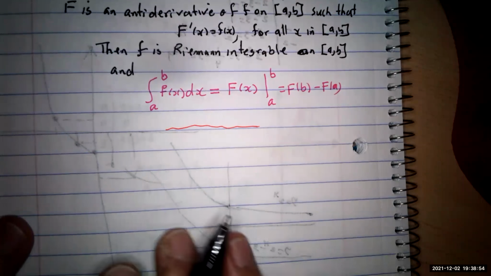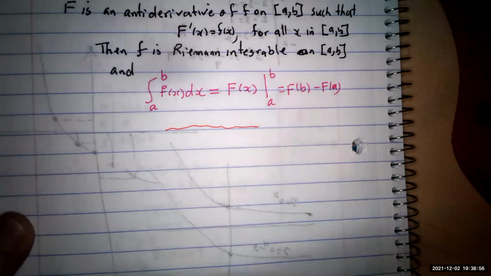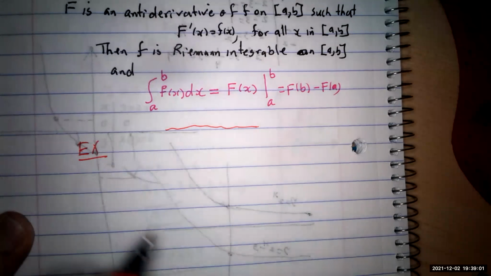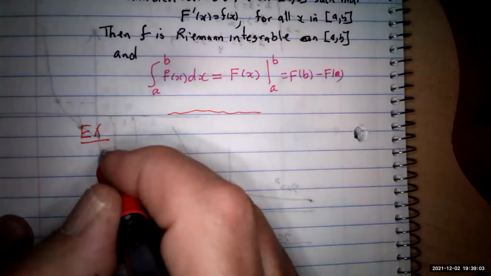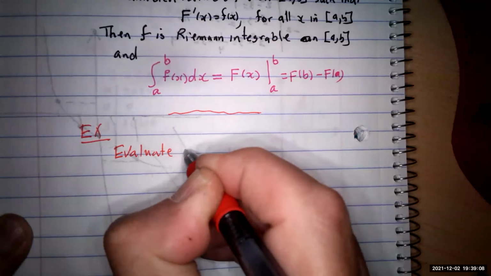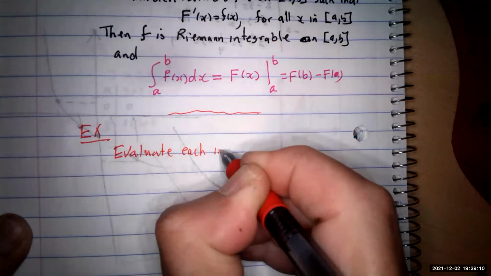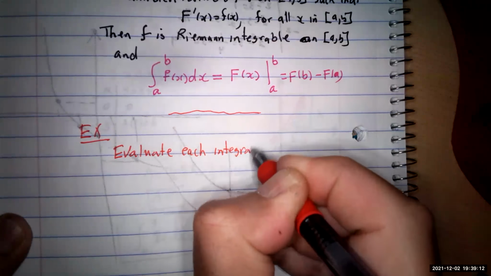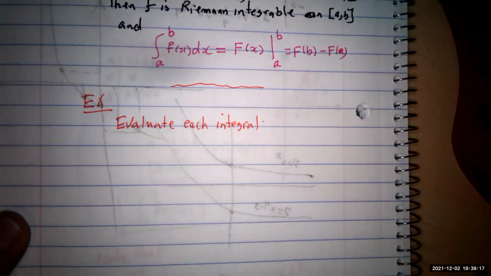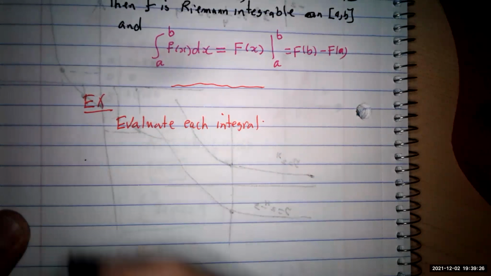Now your job, 2 nice problems. Example: we want to evaluate each integral. So automatically you will see that the integral is a definite one. Sometimes you say evaluate the definite integral, or sometimes you say evaluate the integral. You find out yourself. So that's type 1.